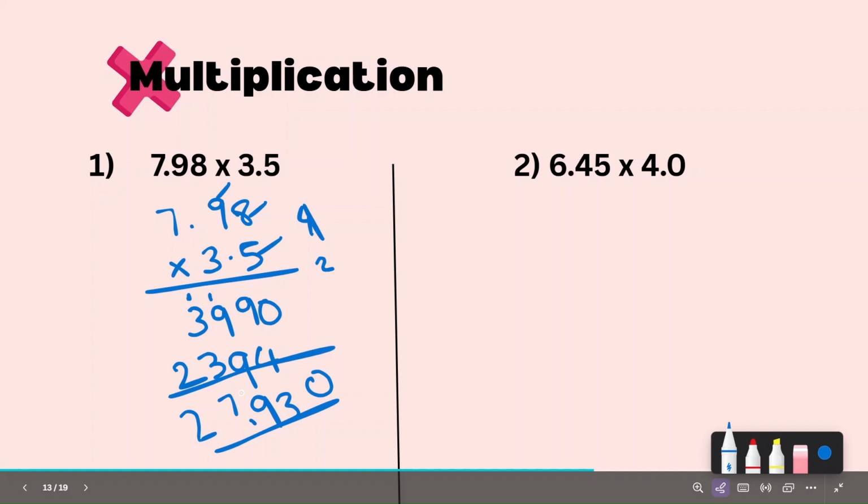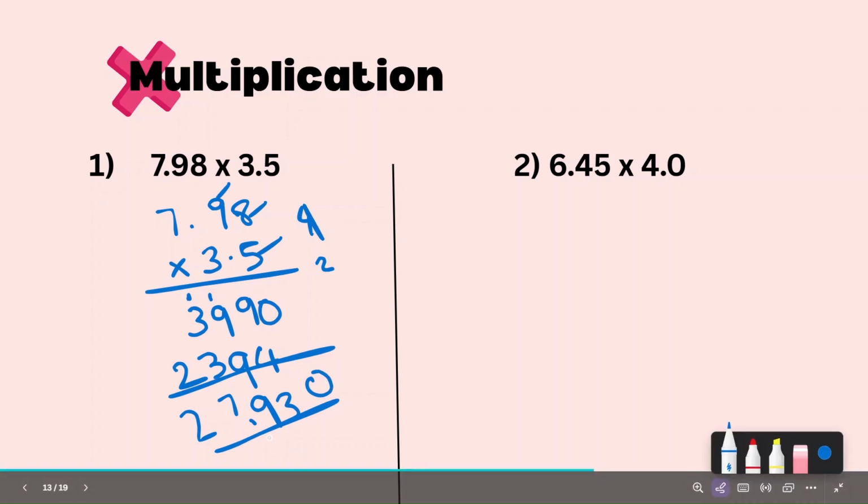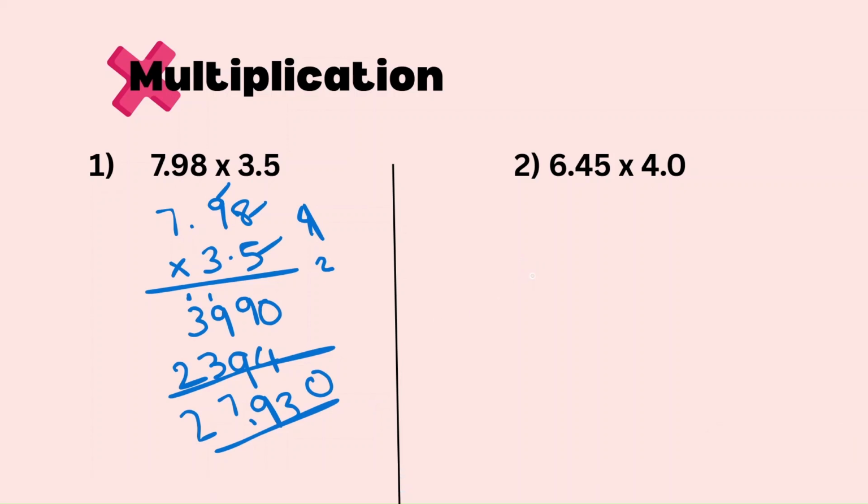After multiplying, we have to do the normal multiplying, and after that you count how many digits are there in the decimal part. That many digits we have to leave and keep the decimal point. And try this multiplication sum.